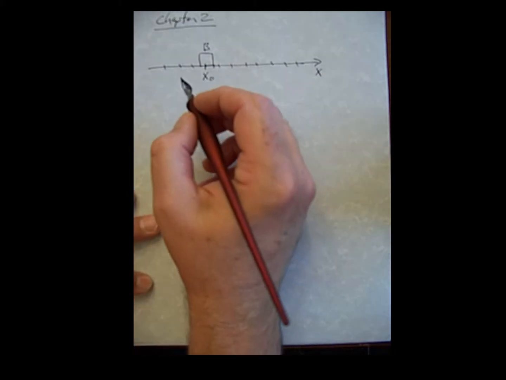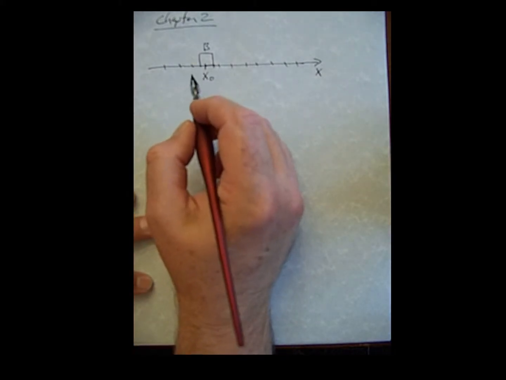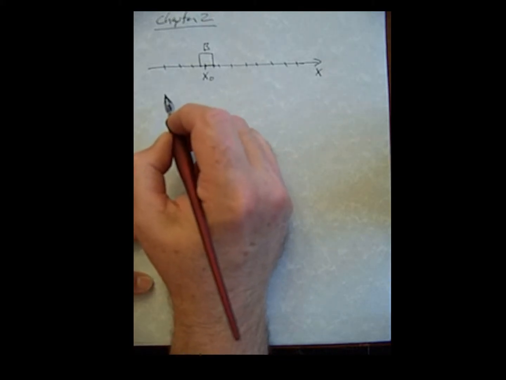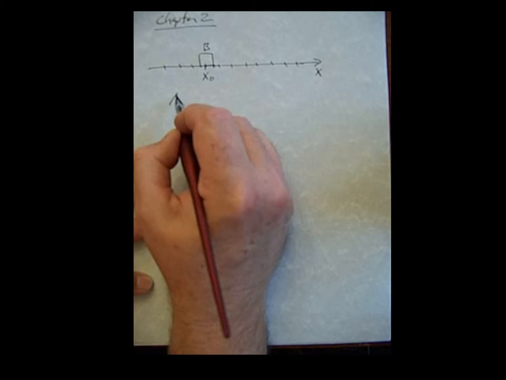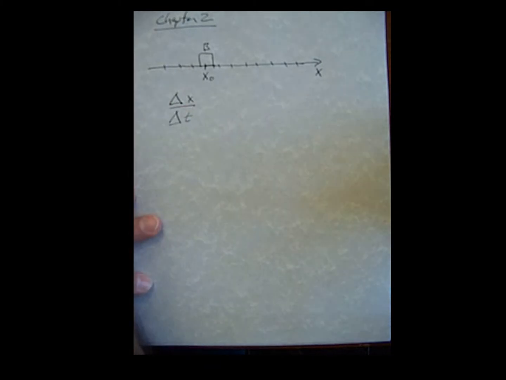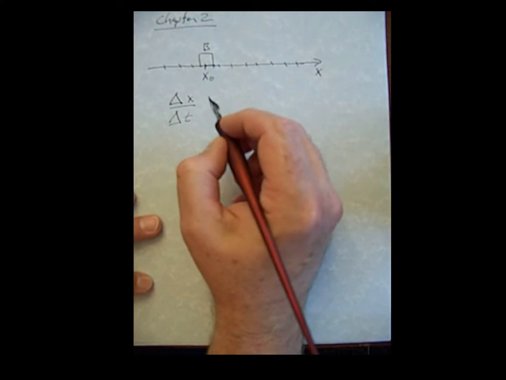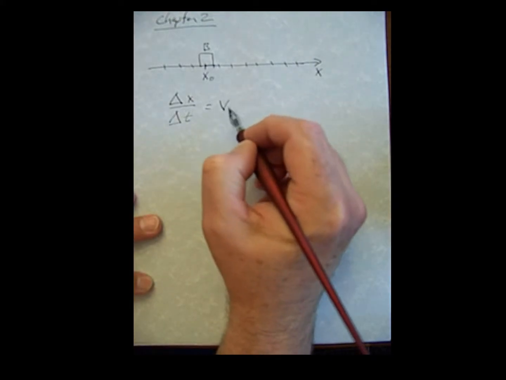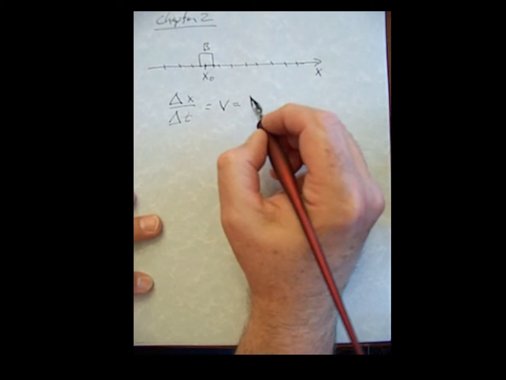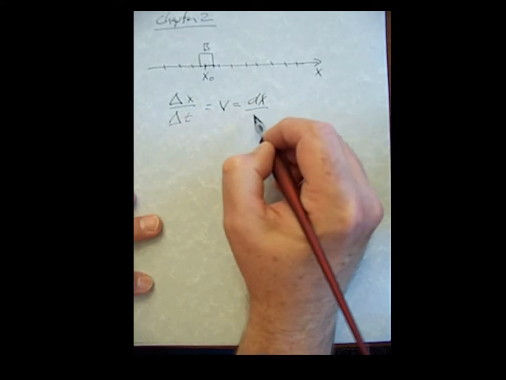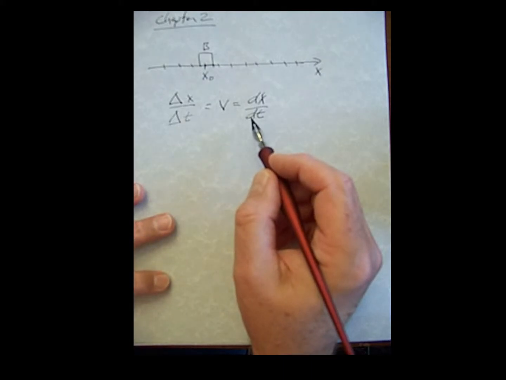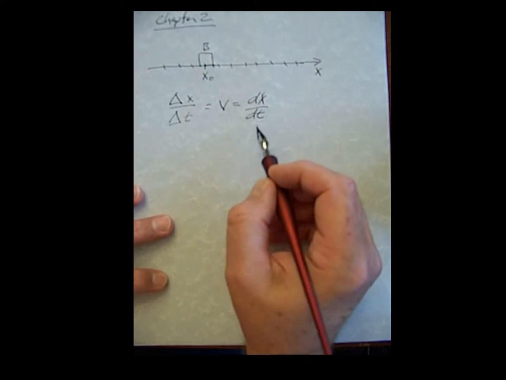And we talked about what would happen if B was changing its position relative to time. We call that a delta x over a delta t, change in position over change in time. And we decided that we'd call that velocity. And for the instantaneous case of velocity, we would call that dx/dt, where this represents a derivative or a differential of x with respect to t.